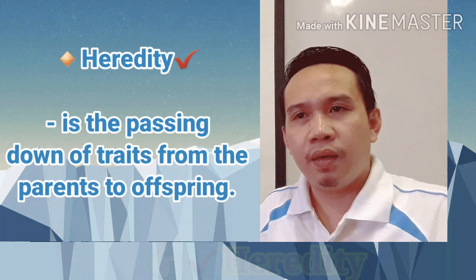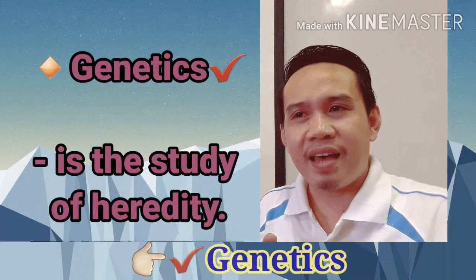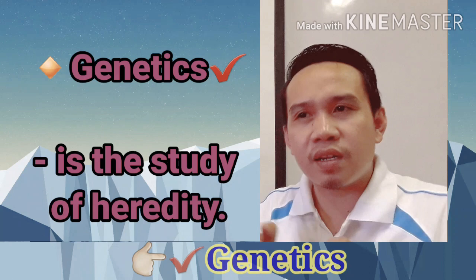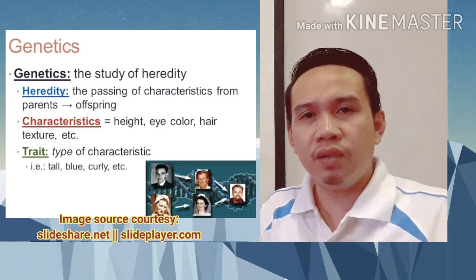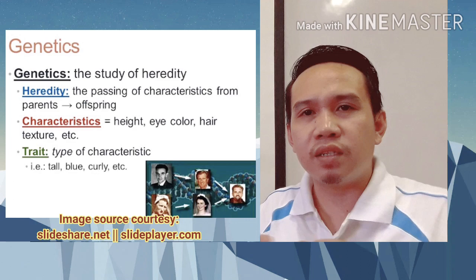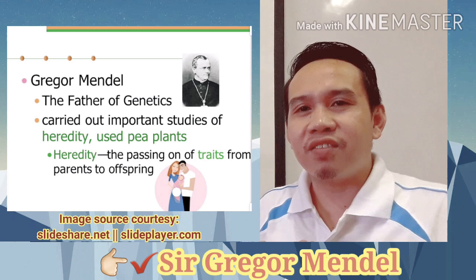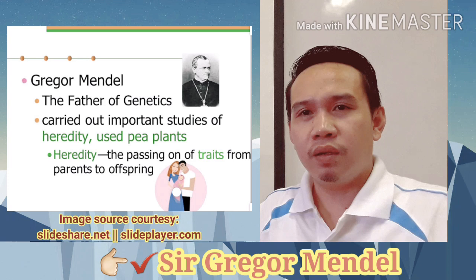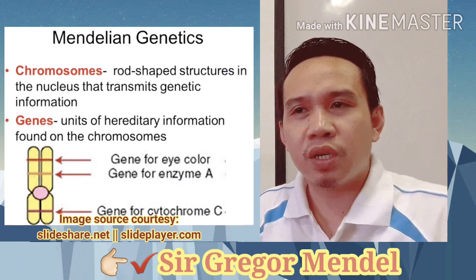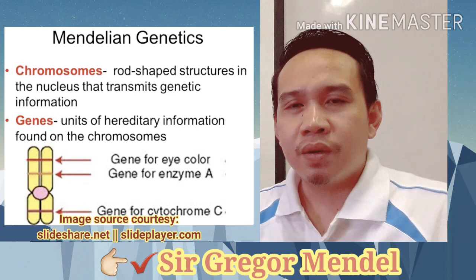And what about genetics? What is that? Genetics is a study of heredity. So, those are the basic understanding with regards to genetics, heredity, and traits. As we all know, one of the most significant persons in the study of genetics is Sir Gregor Mendel. Who was he? Gregor Mendel was the first scientist who studied the inheritance of characteristics in an organism. Gregor Mendel was known as the father of genetics.